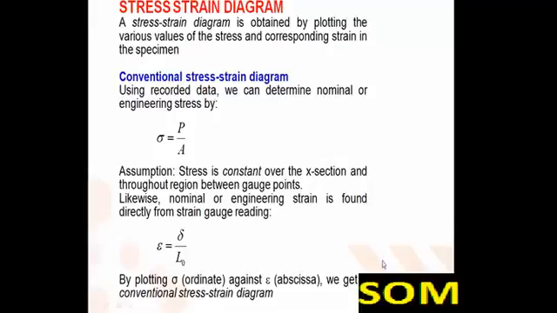The stress strain diagram is obtained by plotting the various values of stress and corresponding strain. From the conventional stress strain diagram, we can determine the nominal or engineering stress by using the relation sigma equals P by A, where A is the original area of the section, which remains constant.